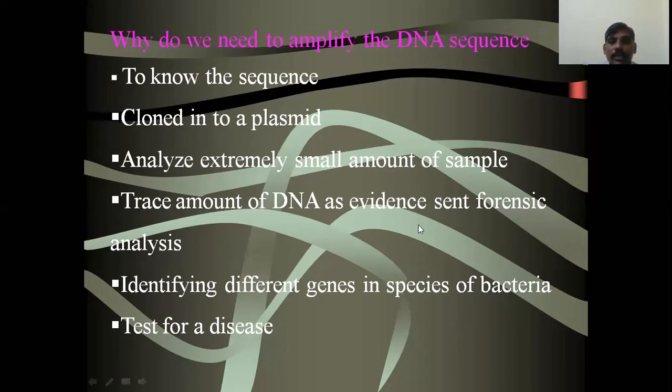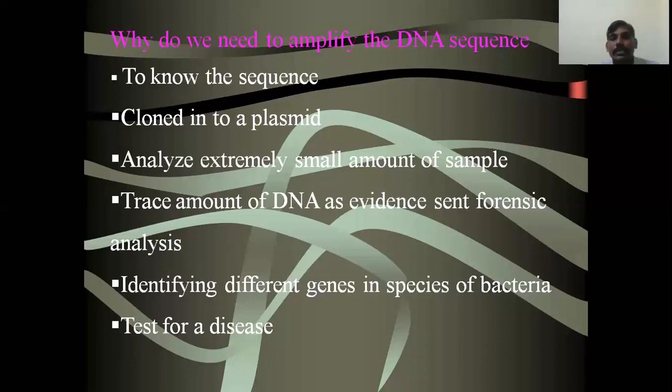Trace amounts of DNA are sent as evidence to forensic analysis, in parental disputes or for any genetic mutations. For this purpose, a little amount of DNA is taken as evidence, and by this PCR technique we increase the amount of DNA for further analysis, and we can clarify what the exons, introns, inactive genes, or active genes present in the DNA are. So all these things are known by the PCR technique.